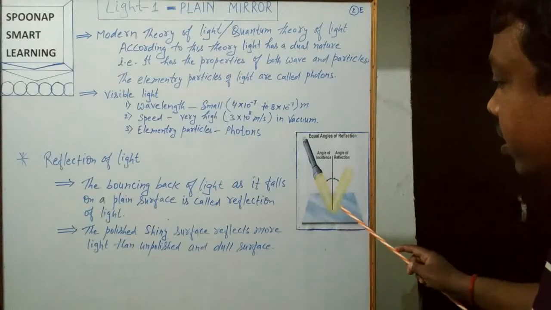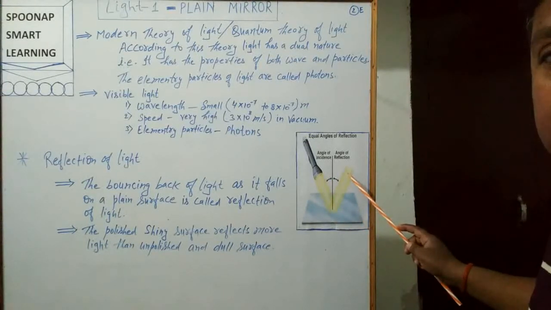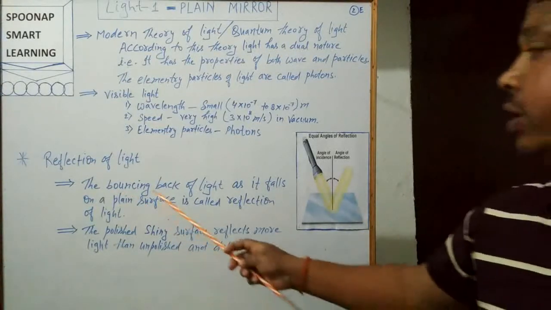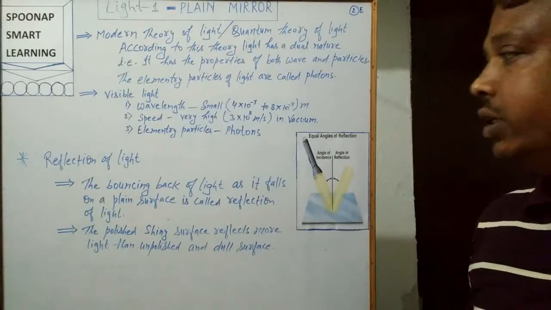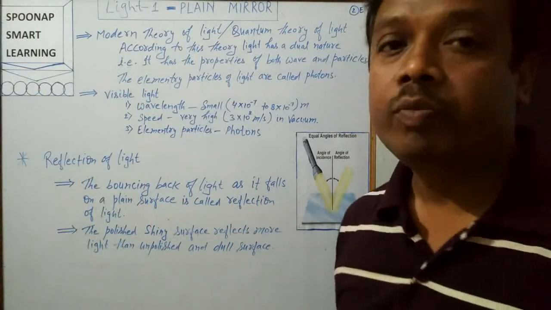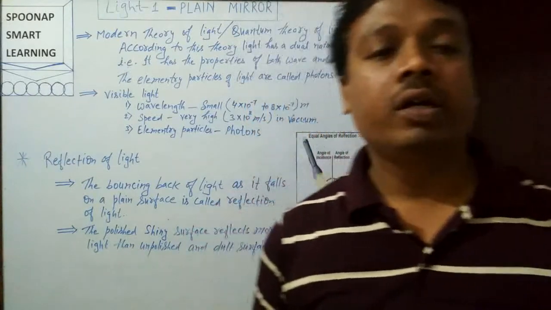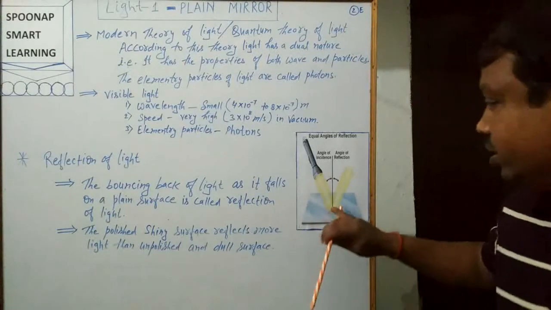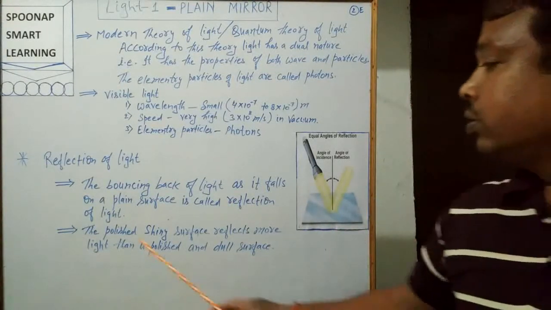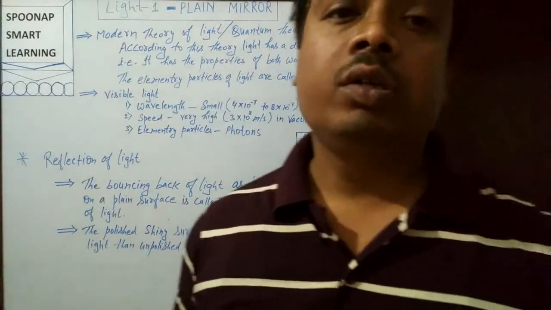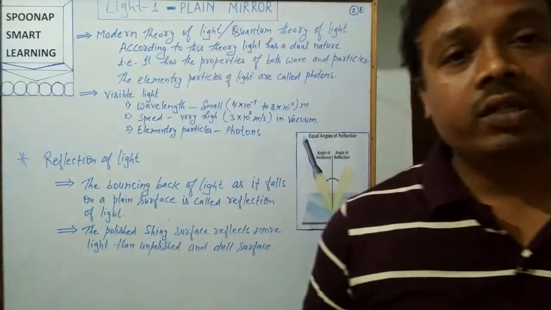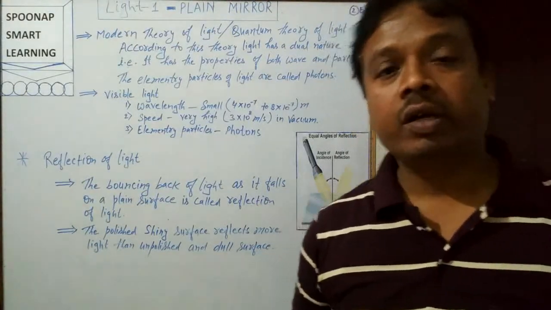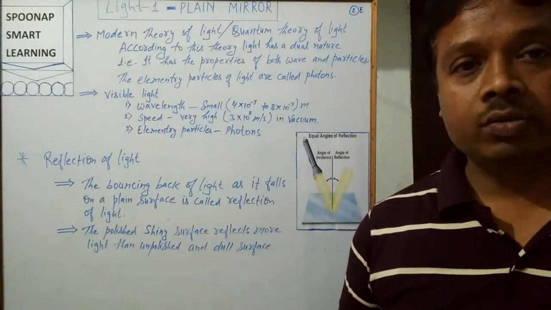Light falls here and then returns back from here. Clear? So, in the definition, we say that reflection is the bouncing back, that means returning back, of light as it falls on a plane surface. You can see it in this diagram. Clear? Now, a polished surface can reflect better. Polished and plane surfaces can reflect better as compared to a rough surface.